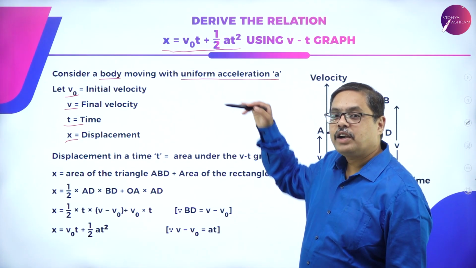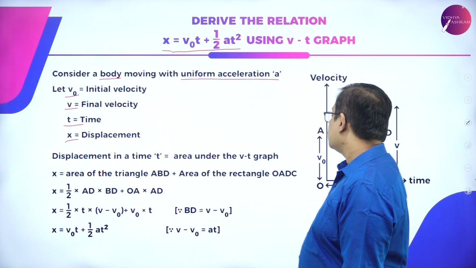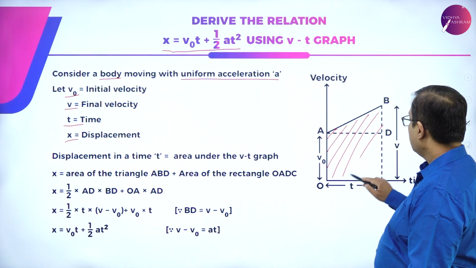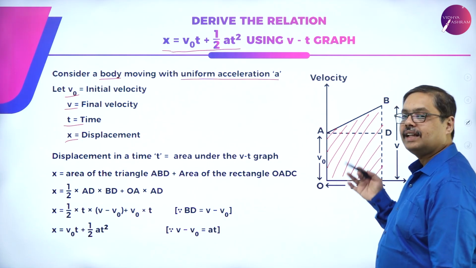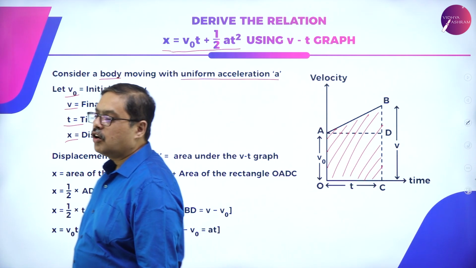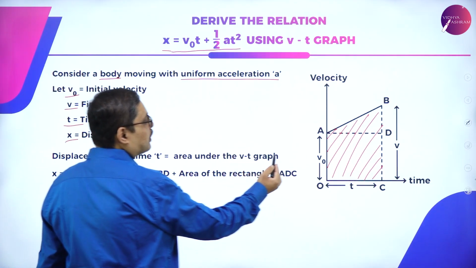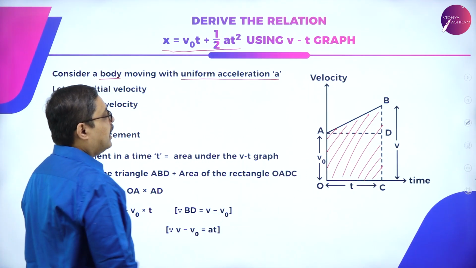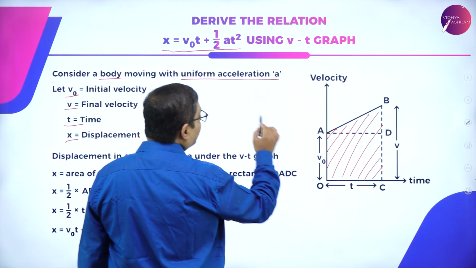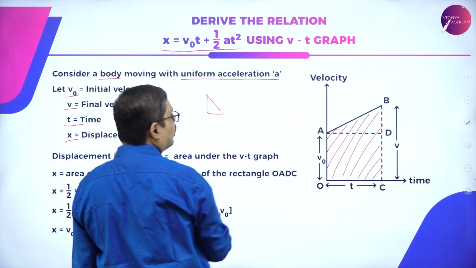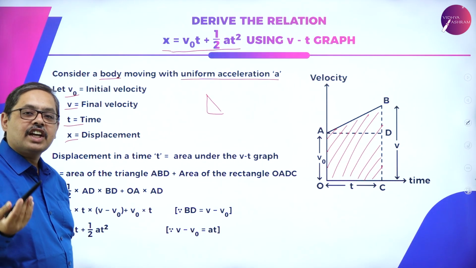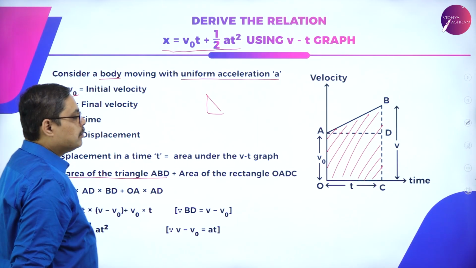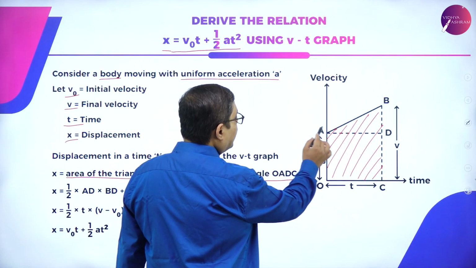Displacement. If you go back to uses of vt graph, we are told that displacement is given by the area under the curve. So whatever is the area under this curve, that will give me the displacement. How to find the area under the curve? If you observe keenly, this OADC is a rectangle, and this ADB is a right angle triangle. So I know the formula for both of these. I can check the area and add it up. What is that? Area of the triangle ABD plus area of the rectangle OADC.